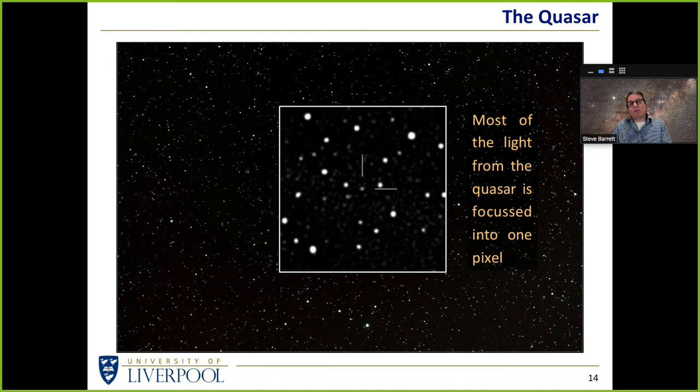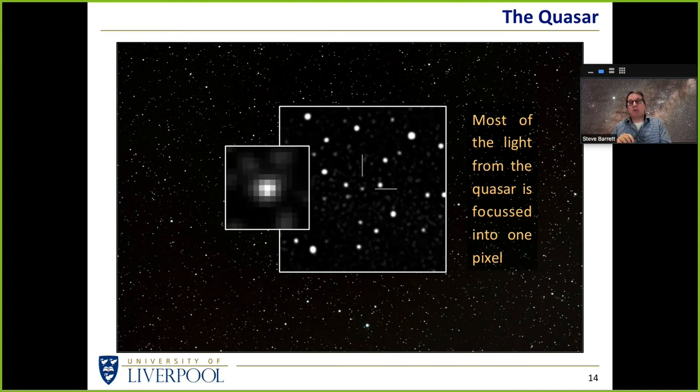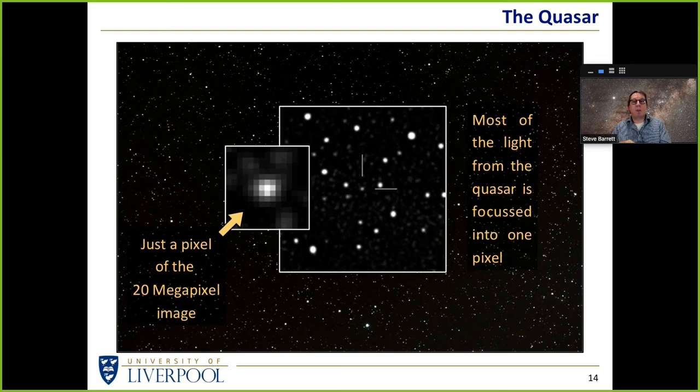So most of the light from this very distant quasar is focused into barely more than 1 pixel. If we blow that up still further, we find that most of the light has gone into that 1 central pixel. Some of the light might have gone into the neighbouring pixels. In this particular inset, I've brightened the image to make these other pixels a little bit brighter so you can see them a little more clearly. But in fact, most of the light has gone into that single central pixel. So although the camera has got a 20 megapixel sensor, essentially just one of those pixels was picking up the light from the quasar.